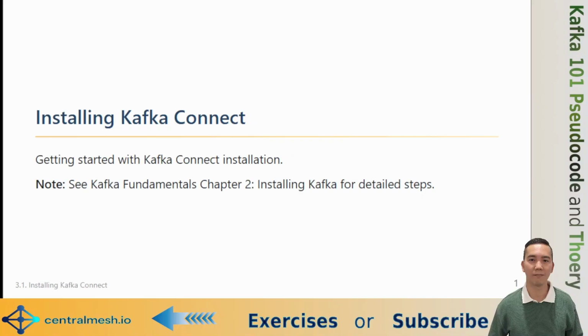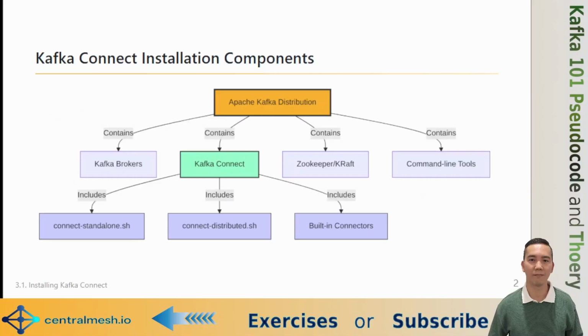If you need a refresher on installing Kafka itself, refer back to Kafka Fundamentals Chapter 2, where we cover the installation process in detail. In this diagram, we can see how Kafka Connect fits into the overall Kafka distribution. When you download Apache Kafka, you're not just getting the Kafka broker software. The distribution also includes Kafka Connect, command line utilities, and the supporting components needed to run the platform.